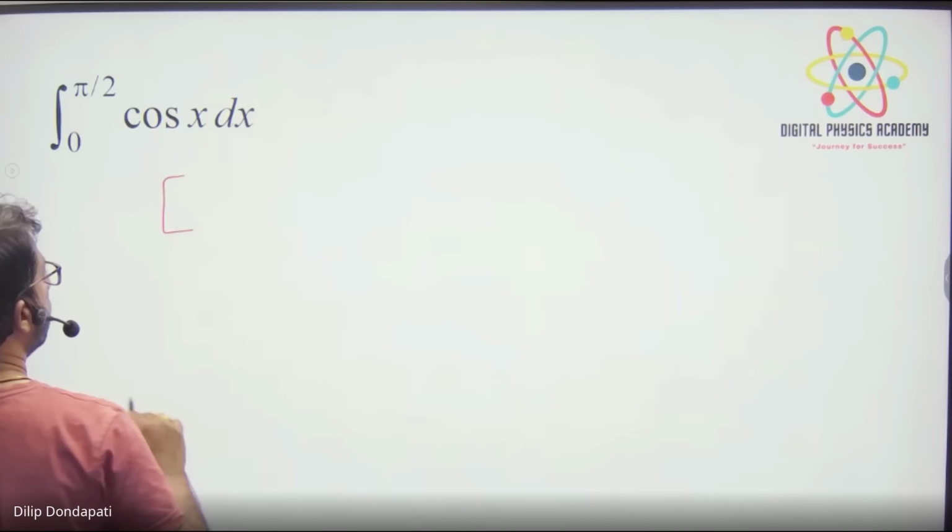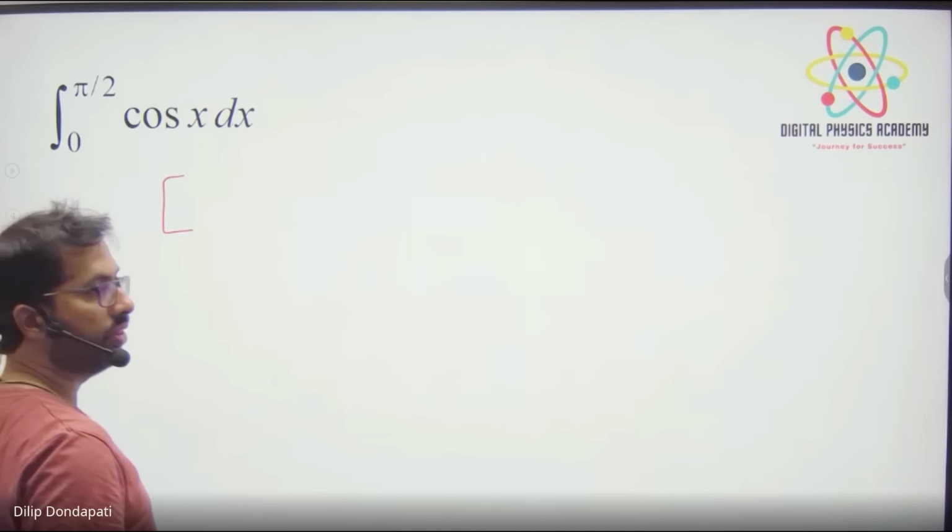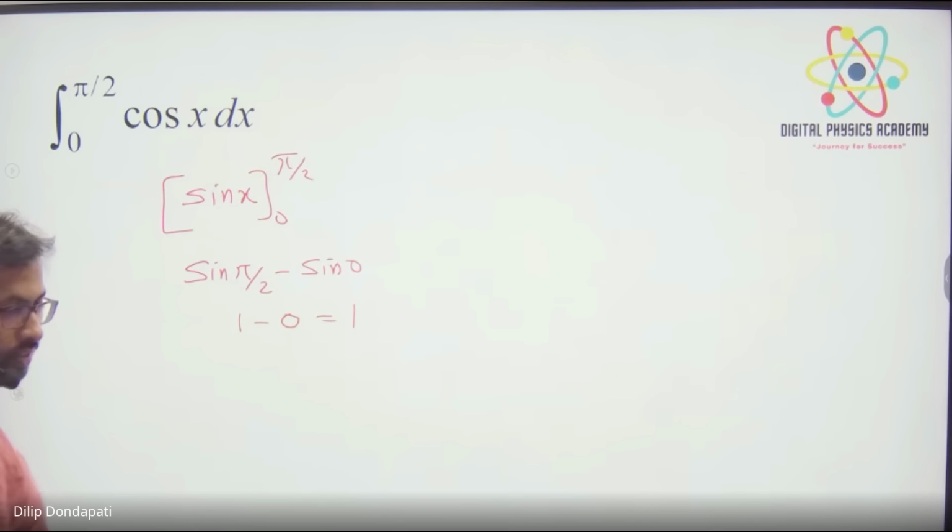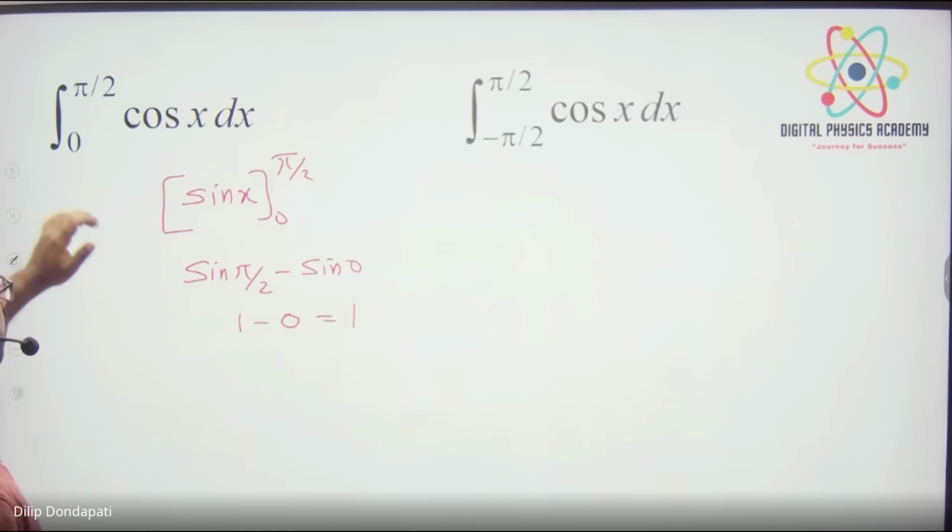Sir, 1. The integration of cos x is sin x. How much is sin 0? Sin 0 is 0. The table you have to learn by heart. Sin pi by 2 is 1, minus sin 0 is 0. So it is 1. 1 minus 0 is 1. This one.